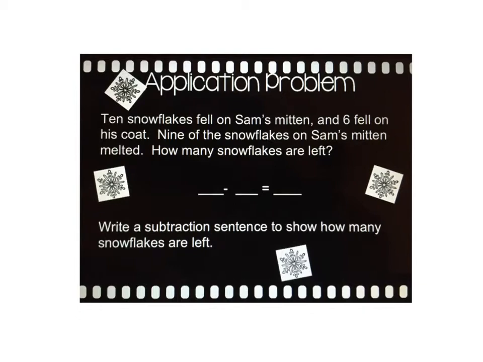This makes me think of the application problem that we did yesterday, and before I could start, I had to write a number bond to find out how many snowflakes Sam started with to find out how many of them melted. So we're going to go to the next page to find out how many he started with and then be able to take away the ones that melted.